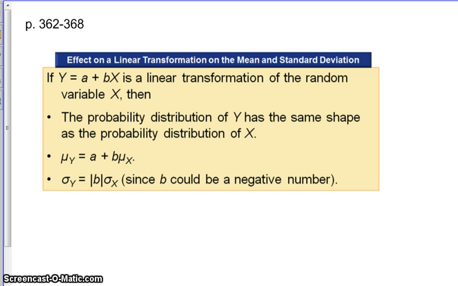All right, so just a wrap up here. If I have a linear transformation, y equals a plus bx, x is my random variable. b is what we're multiplying by. a is what we're adding. So if we did both, not just one at a time, the probability distribution will still have the same shape.